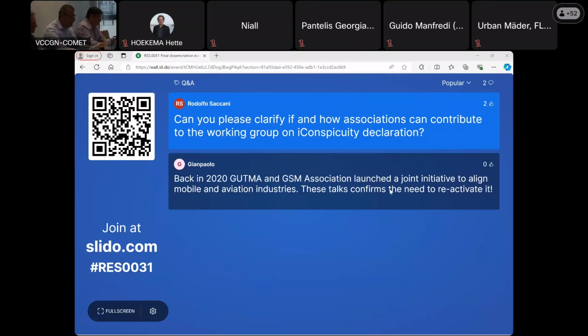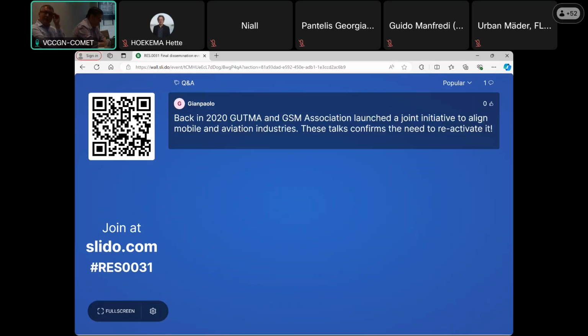So, Gianpaolo, back in 2020, Goodman and the GSM Association launched a joint initiative. Thank you very much, Gianpaolo. This initiative is aerial connectivity, a joint activity of Goodman and GSM. One member of this activity is in the room here with us, and some others we were in contact with earlier.